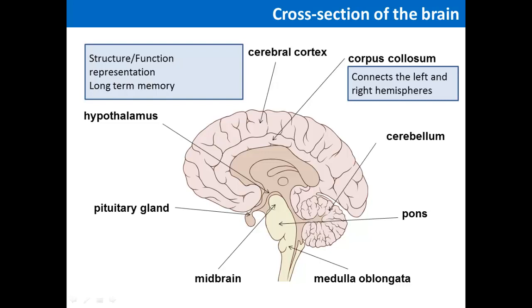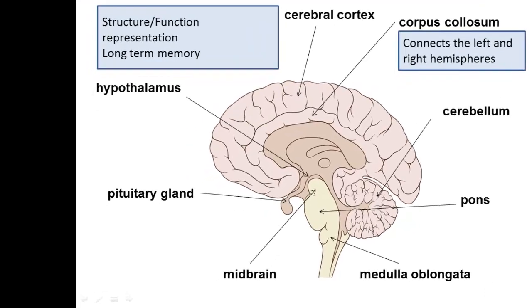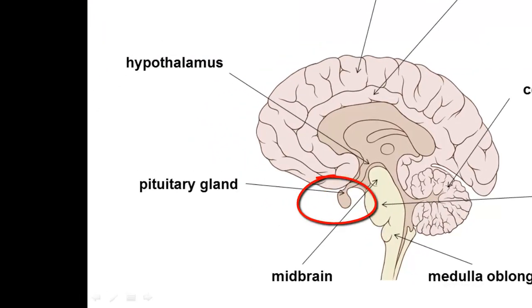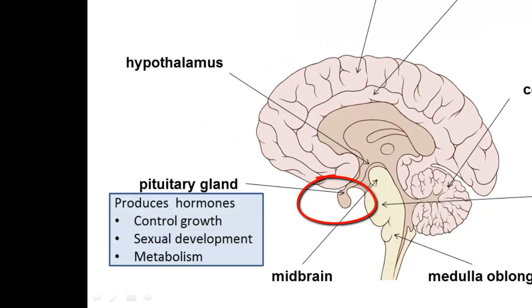And now we're going to look a little deeper in the brain. The pituitary gland, which looks like this ball on a stalk. The pituitary gland produces a lot of hormones. It produces hormones that control growth. Our growth hormone comes from the pituitary gland. Growth hormone is very important for children for growth of their height.